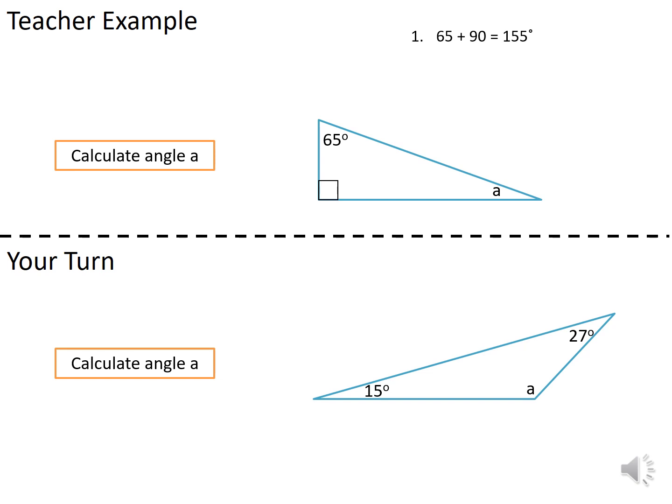Now, what I want is the missing angle, and so I know that the angles add up to 180. So all I do is 180 subtract 155, and that gives me 25 degrees. So therefore, A must be 25 degrees. Now, one thing you'll notice is the method and the way of working is exactly the same as how you would work out a missing angle on a straight line.